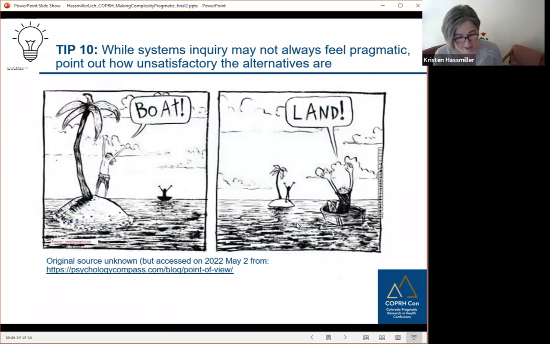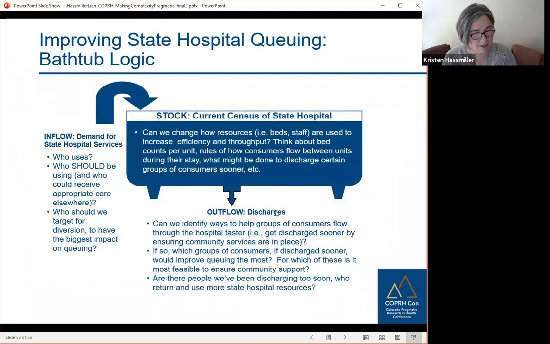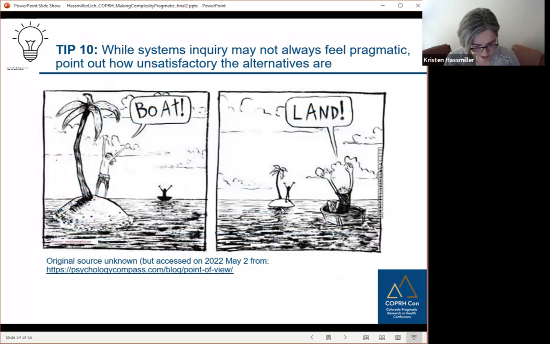let me just say the last sentence here is that the bathtub helps us think about inflows and outflows, not just what is happening in our population. And the last tip is that while systems inquiry may not always feel pragmatic, it is easier than the alternative.